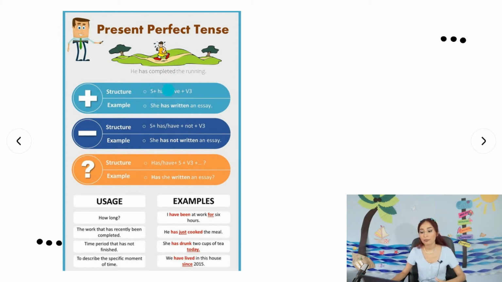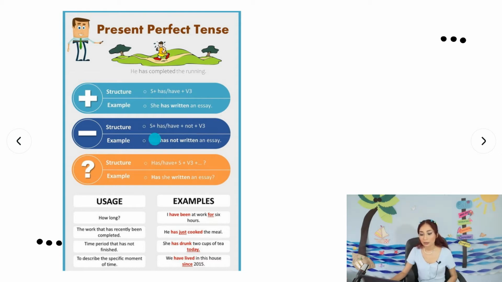So we have the structure: you always need to start with the subject, in positive and negative. Next to it you need to add have or has, depending on the subject. Remember that has is used with he, she, or it. Next to it is going to be the verb. In this case it says be free, B3. It means the third verb, the verb that is going to be in past participle. An example says: she has written an essay. So we have subject, have or has, in this case has because our subject is she, and the verb in past participle.